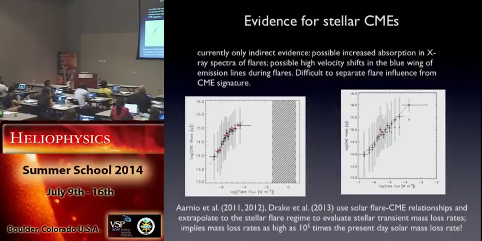Okay. And then this is my last slide. And this part, talking about processes, so evidence for stellar CMEs. I already said that we don't have any observational constraints on stellar CMEs, but astronomers are a very clever, inventive bunch, and we can take what we know about the sun and try to extrapolate it by the several orders of magnitude difference between solar flares and stellar flares, and try to make a guess at what the influence of these stellar CMEs might be.